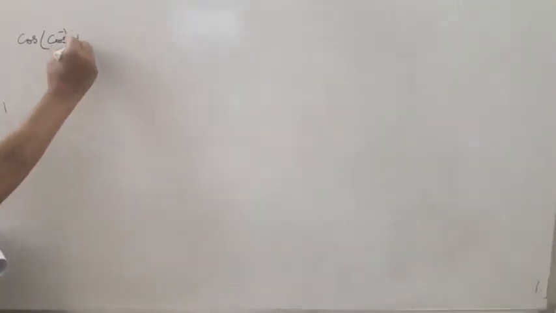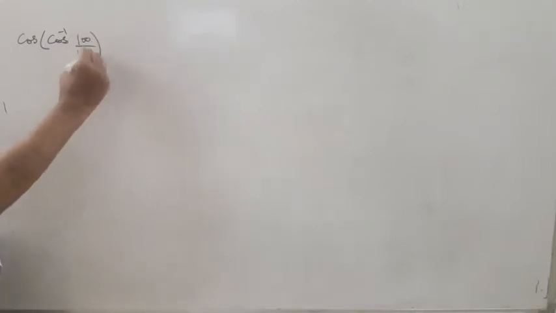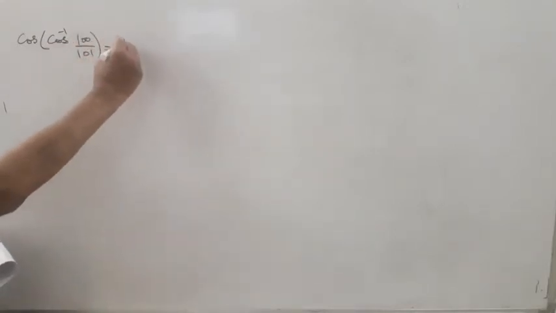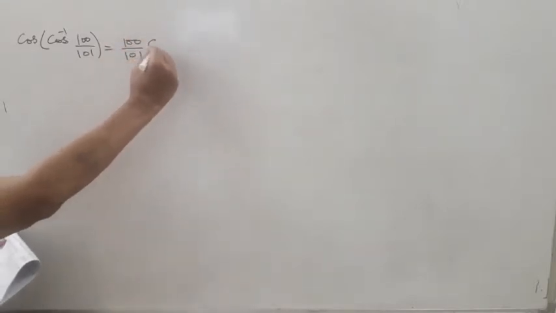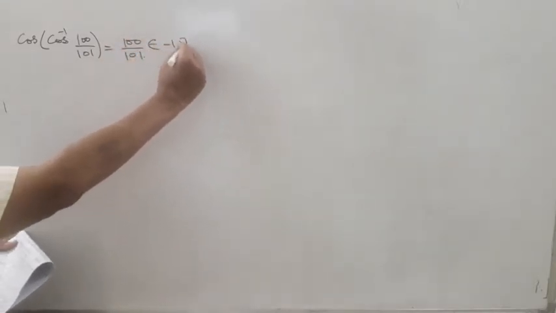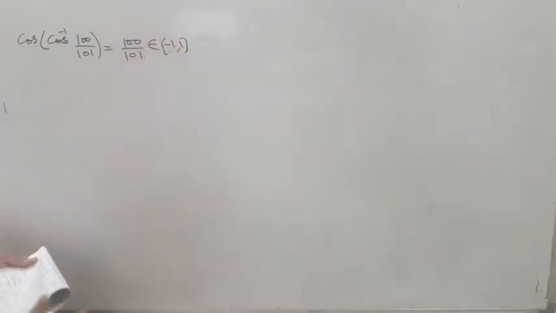Yes. Again we have cos inverse of 100 upon 101. This will cancel out. Simply it is 100 upon 101. That's a member of the minus 1 to 1 closed interval.